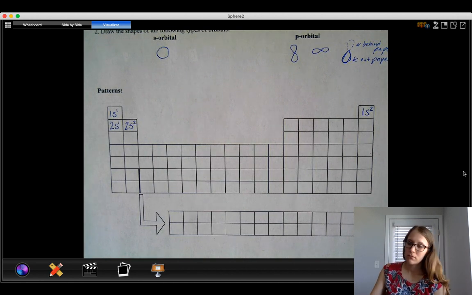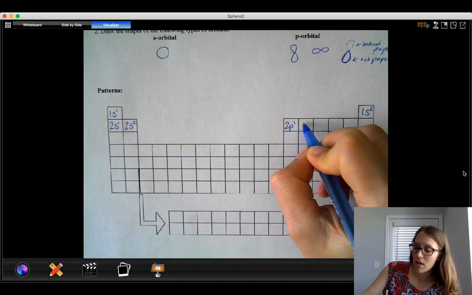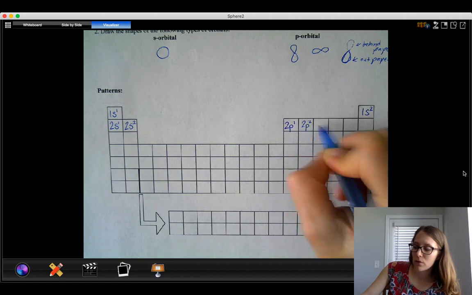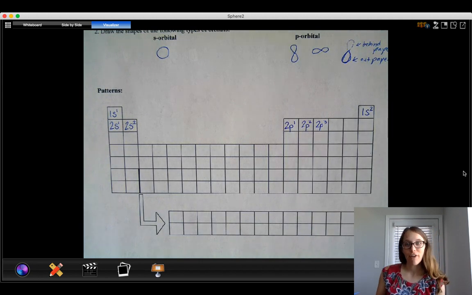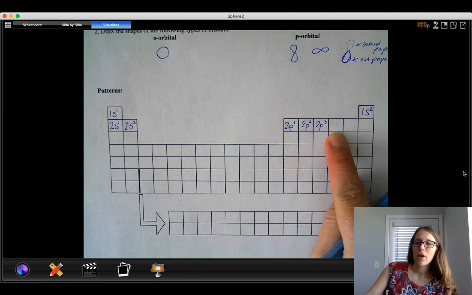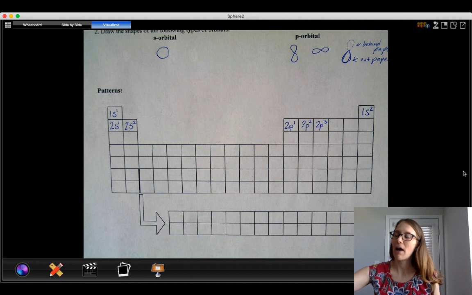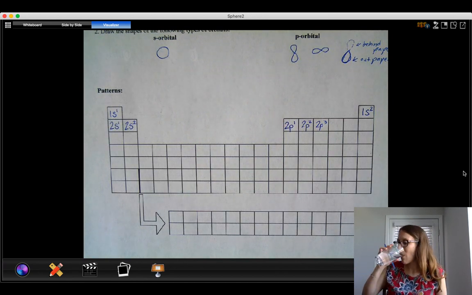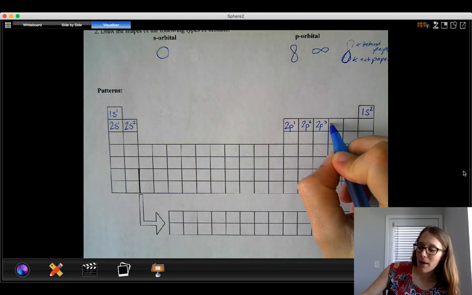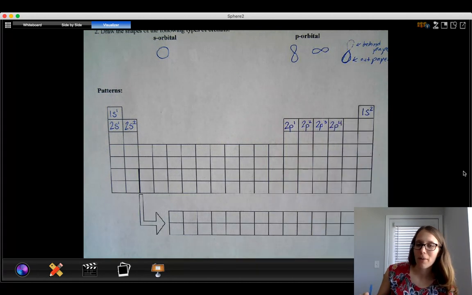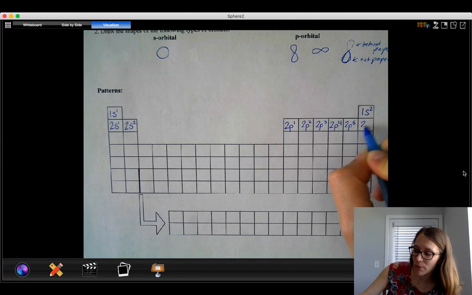I'm going to continue on. My next section over here would be 2p1 and then 2p2, 2p3. Okay, so based on that so far, I want you to think about a pattern, and I want you to think about what you would predict for this next box. What would be your best guess based on the patterns that you're seeing right now for what I would write there? My next box would be 2p4, so if that was your guess, good job. And then 2p5, and then 2p6.